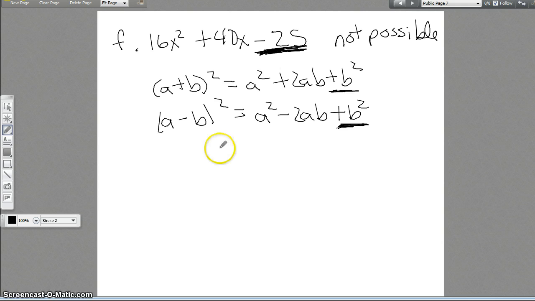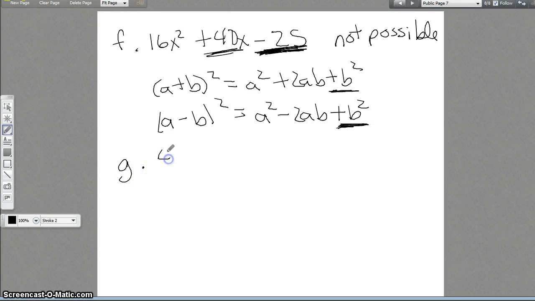And then also check to make sure that your middle number is even. If your middle number is not even, then it's not possible to write that polynomial as the square of a binomial. So we're going to do just one more here, which is part G.